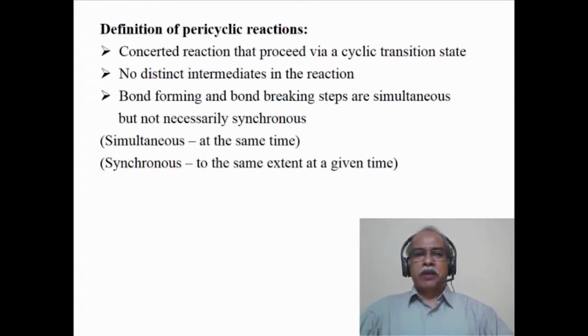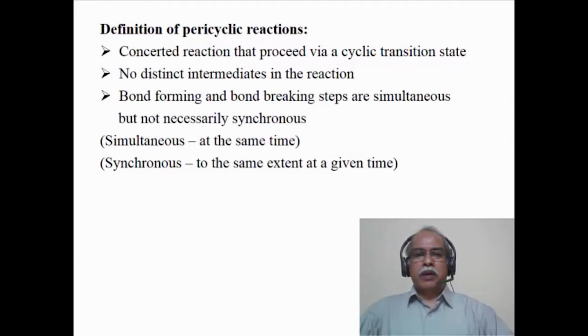Now let us first define what pericyclic reactions are. Pericyclic reactions are concerted reactions that proceed via a cyclic transition state. The cyclic transition state is a must, otherwise it could be a concerted reaction but not a pericyclic reaction. There are no distinct intermediates formed in these reactions. That means they are concerted: starting material, transition state, and then product.